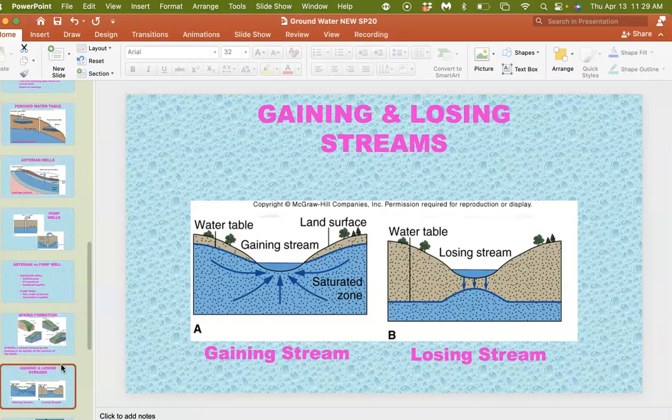A losing stream, on the other hand, is one that is above the water table. All right? And so you still have rain, you still have precipitation, but the water, because of gravity, is going to trickle out of the bottom. So it is much more likely to run dry because it's losing water to the water table. That's the losing stream part of it. So a gaining stream is fed by the water table. A losing stream is losing water to the aquifer, just groundwater.